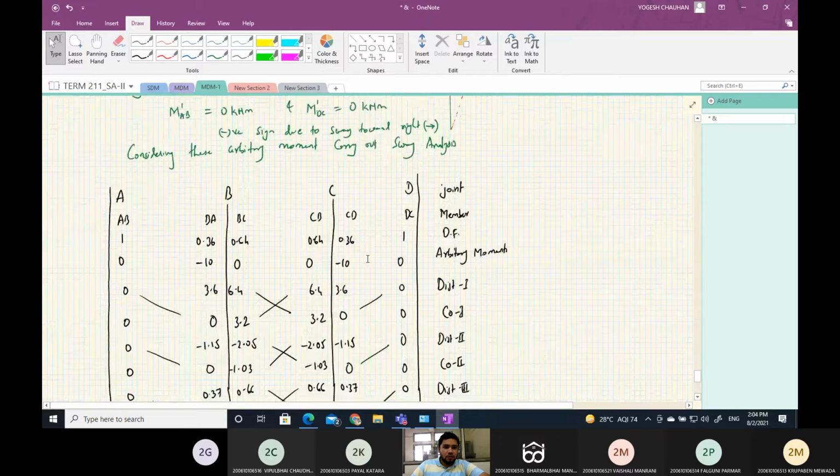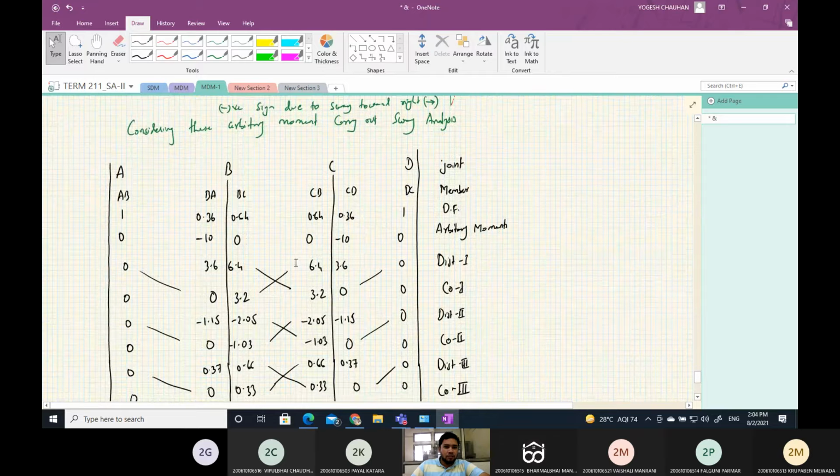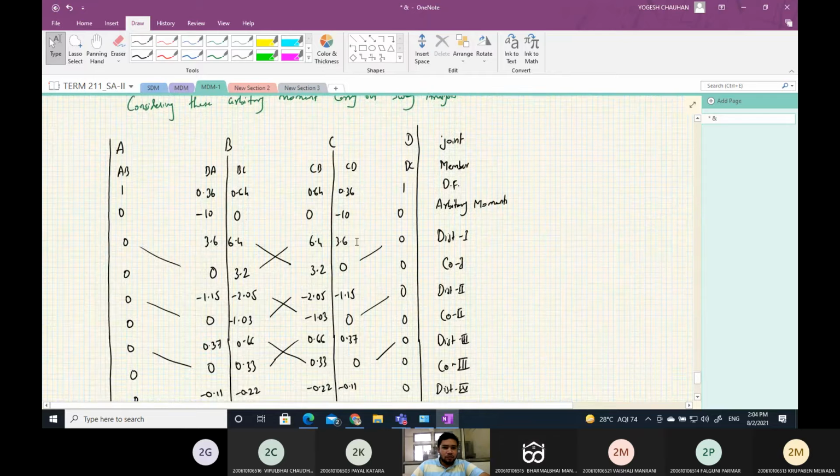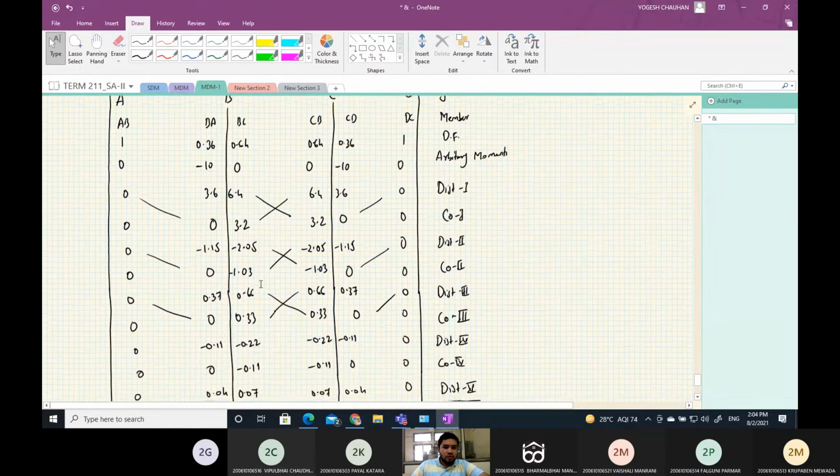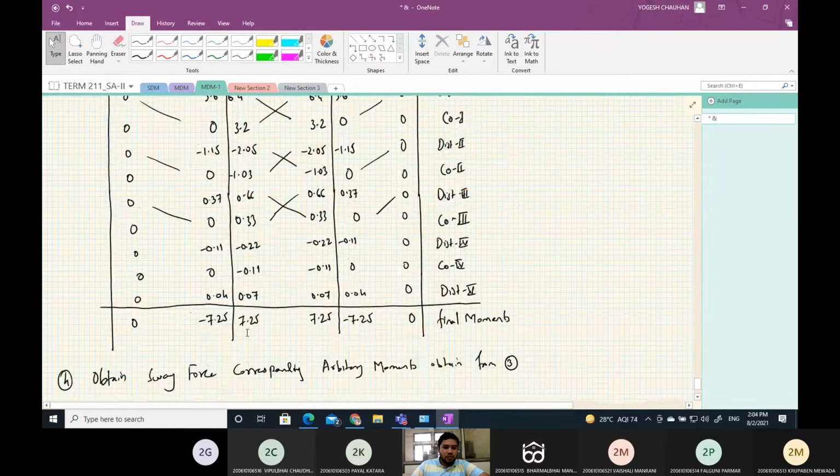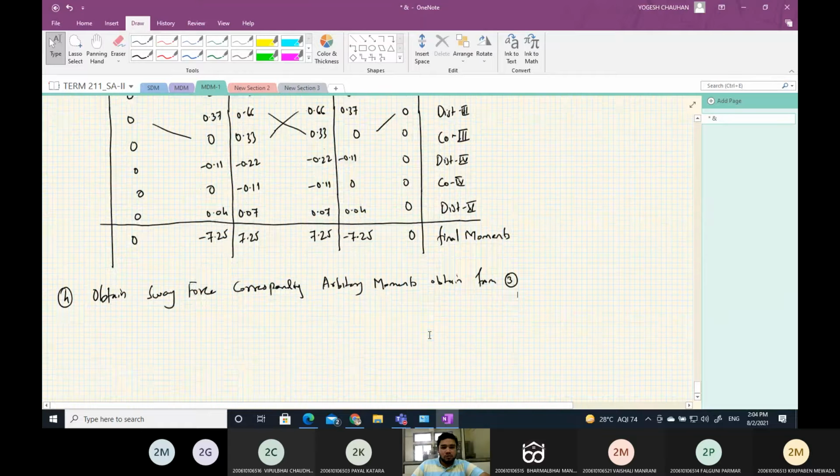Then for this arbitrary moment, we carry out the moment distribution. With the same distribution factors, we carry out the distribution and carryover cycle, and finally we get the final moments for the sway analysis as 0, minus 7.2, 7.2, 7.2, minus 7.2, and 0. Now the next step is to obtain the sway force.